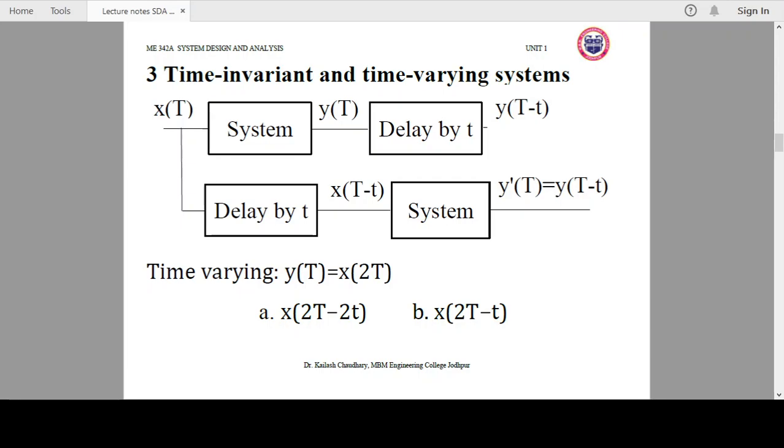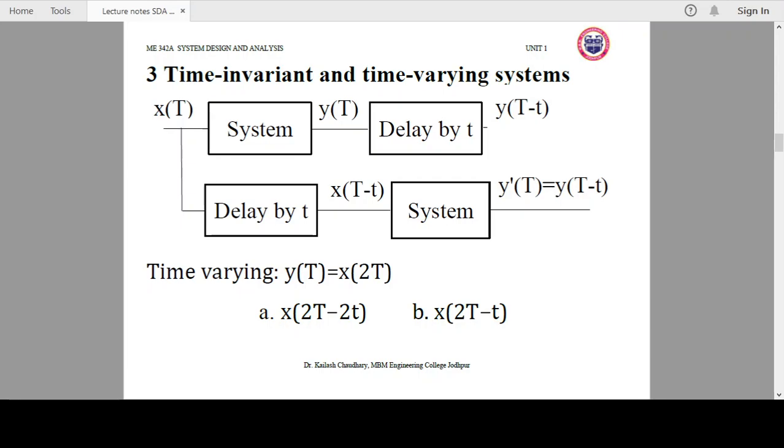If both of these equations are the same, then those systems are time invariant systems, meaning there is no effect of time on the system. But if you are getting different equations for these two patterns, then those systems are time varying systems because they are changing with time.